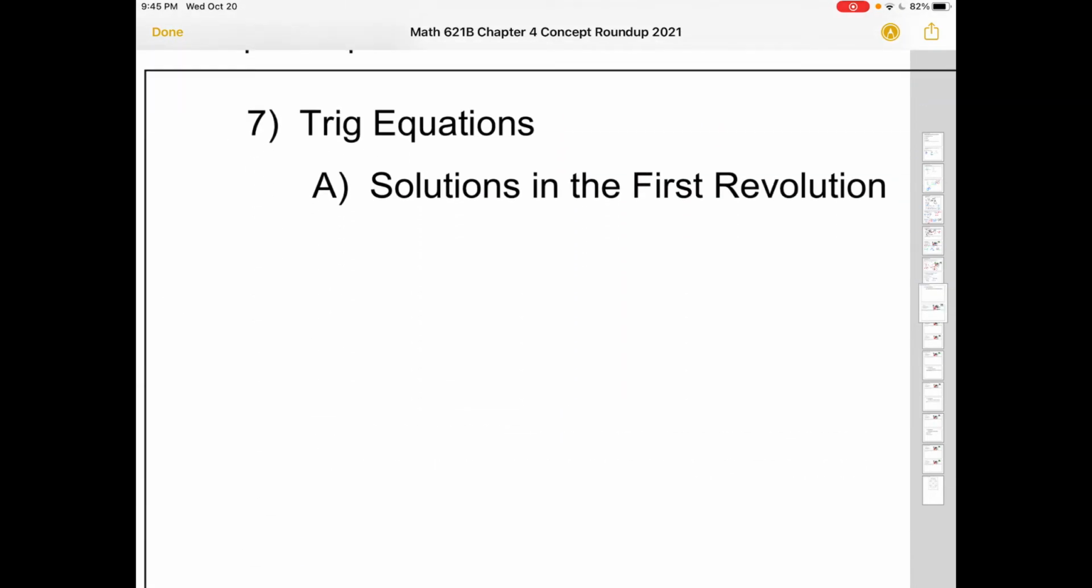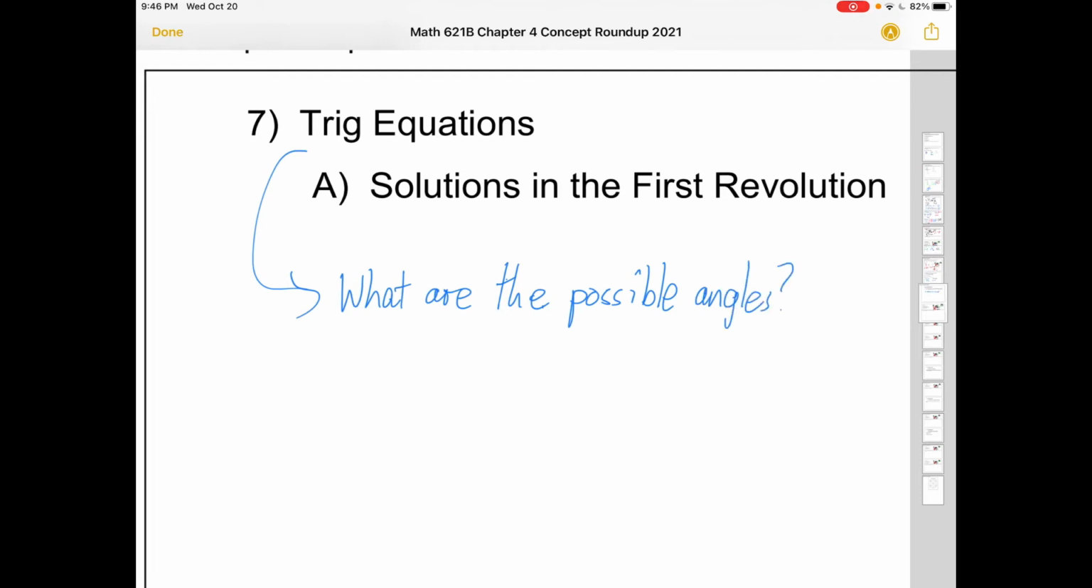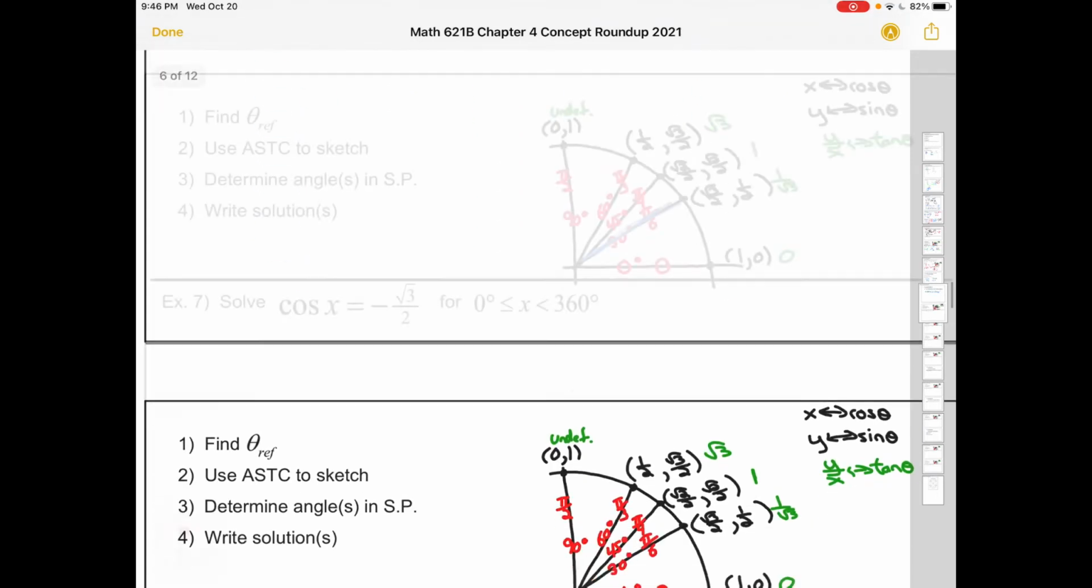That brings us to sort of the key skill of the chapter, which is solving trig equations. Trig equations give you a set of conditions, and then they ask, like, what are the possible angles? That is the key idea of a trig equation. And we're going to split this down into 4 sections. The first one's about solutions that are just in the first positive revolution. This is the most important of the skills.